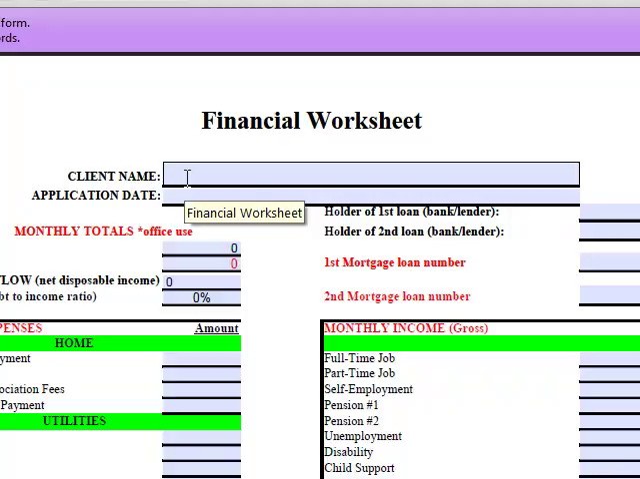I'm your trainer, and I'll be going over this financial worksheet from beginning to end on how to complete it correctly, so that we don't have to go back and forth.